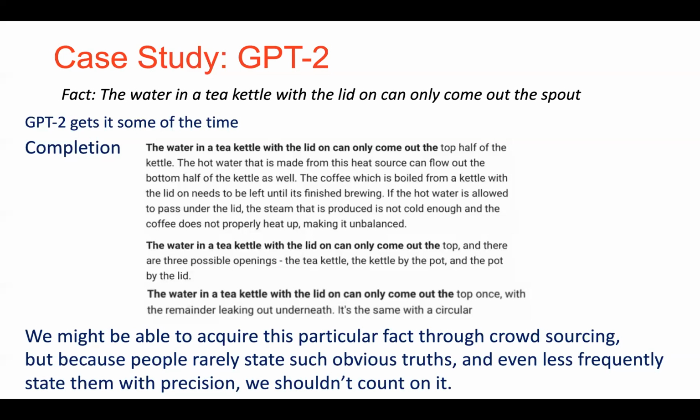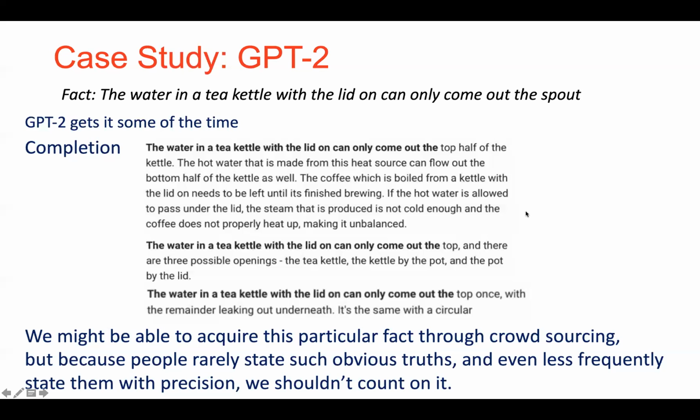Third time around, the water in a tea kettle with the lid on can only come out the top, and it says top once with the remainder leaking out underneath. It's the same with a circular blah, blah, all right? Oh, wow. This is where the state-of-the-art natural language processing exists. Language-wise, they're all nice, beautiful sentences. It's even teaching you something about boiling water and does not heat up and all that, but it's missing some common sense here that it can come out on the spot.